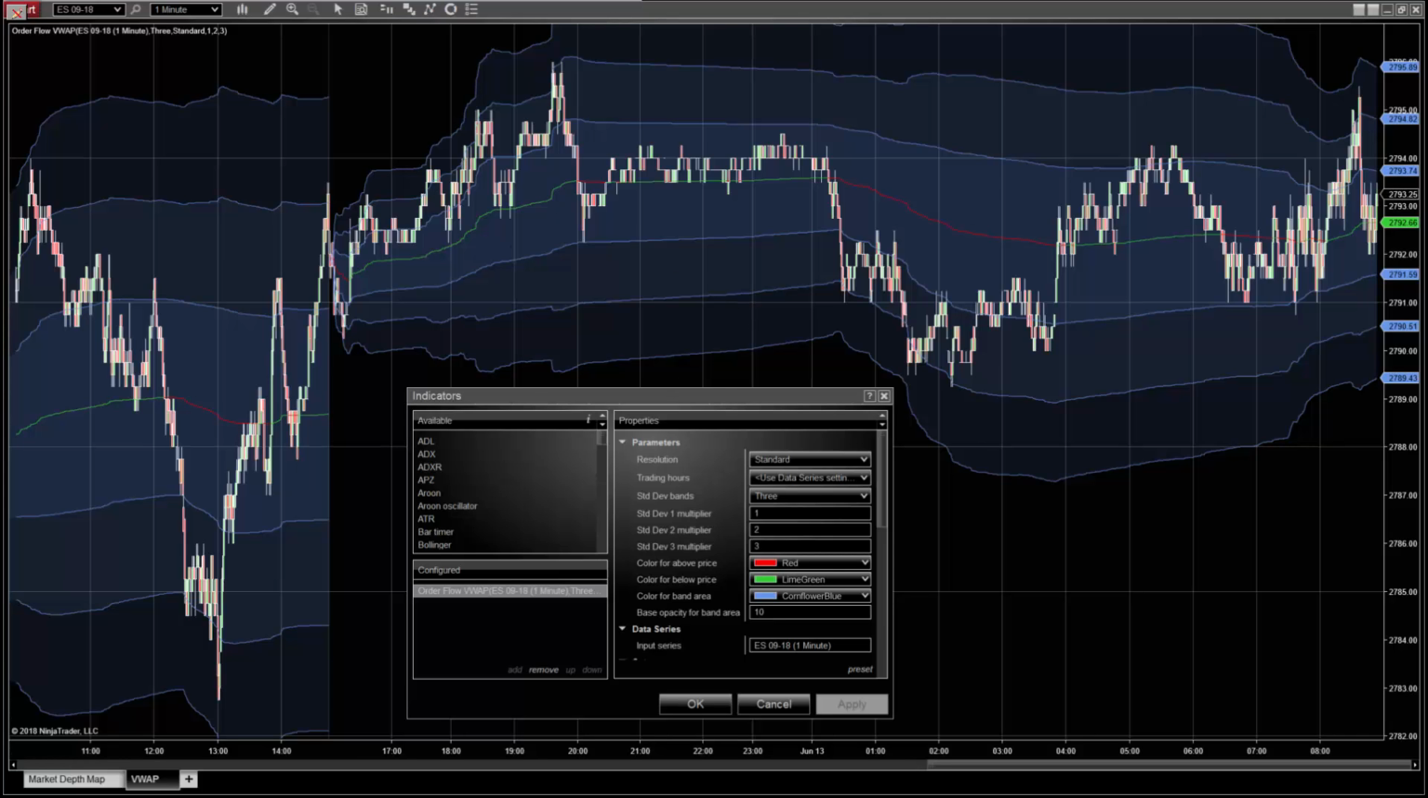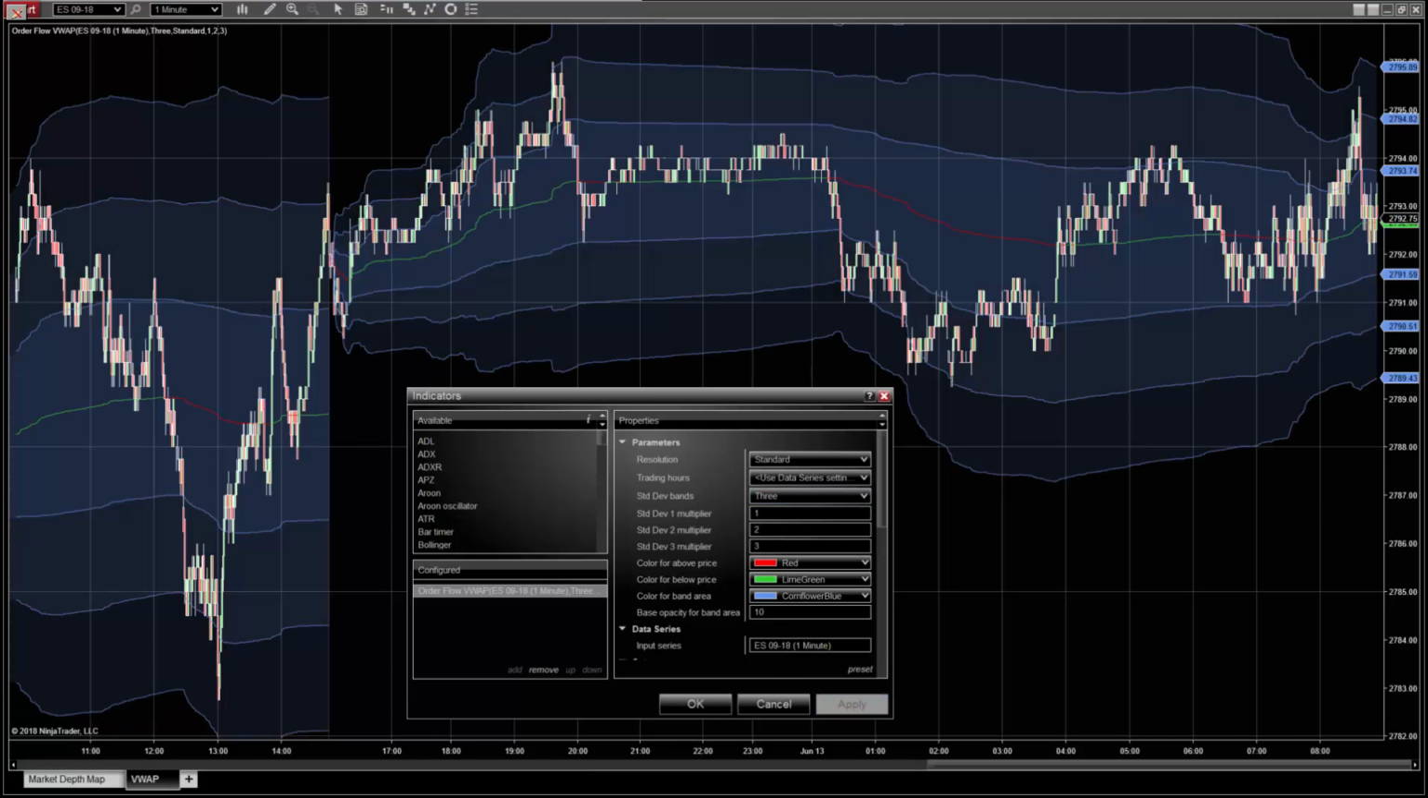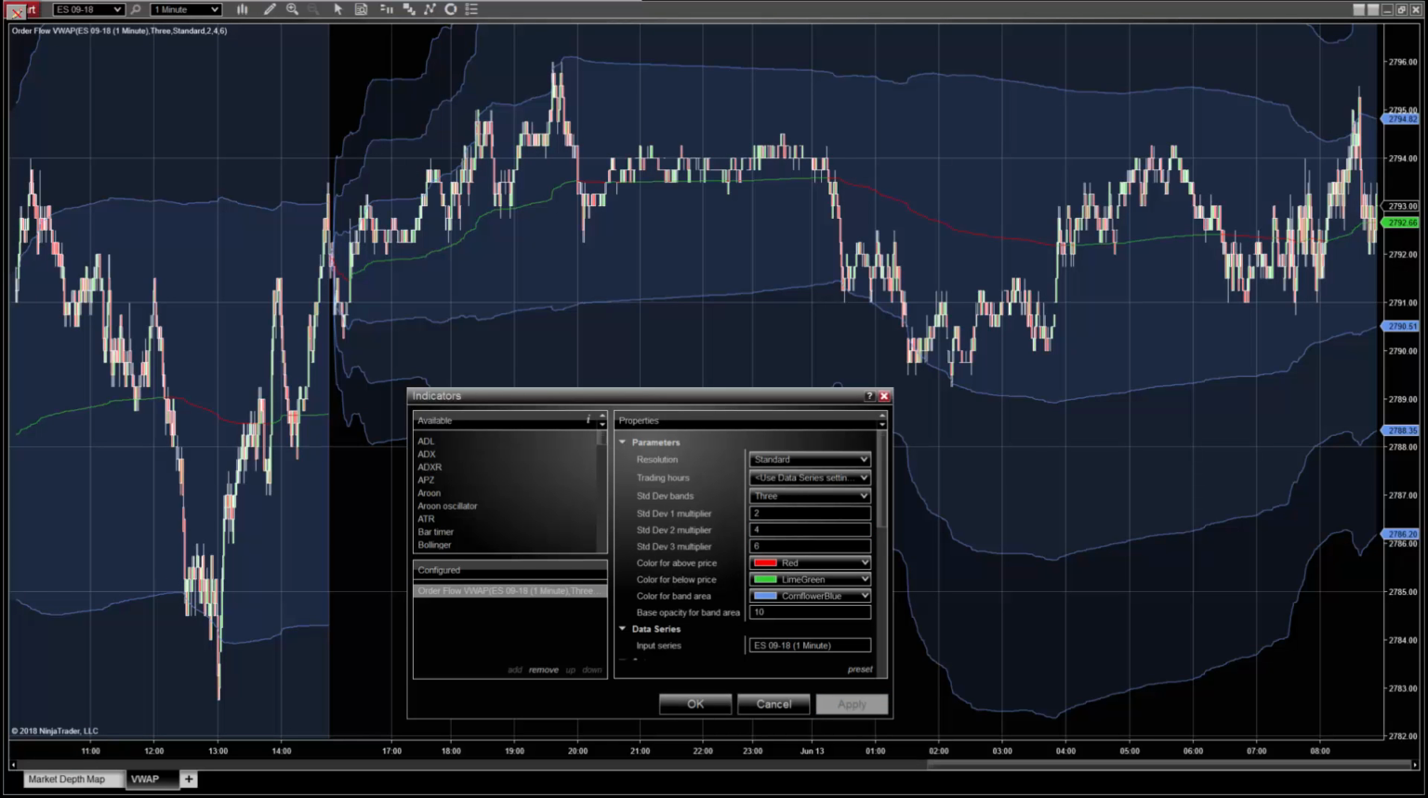And you could also change the number of standard deviation lines plotted from 0 to 3. And you can also define the multiplier for each of the standard deviation lines. So I'll just quickly double each one of these values. And for example, you could use Fibonacci levels for the standard deviation multiplier, and as you increase the standard deviation multiplier, the deviation lines will move further away from the actual VWAP.